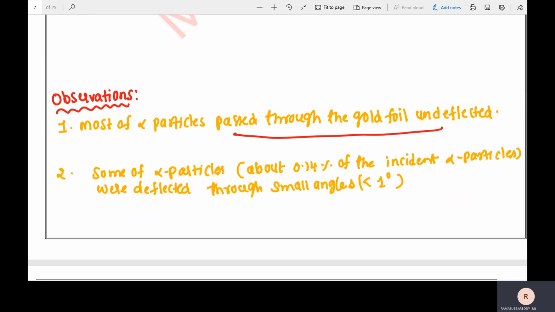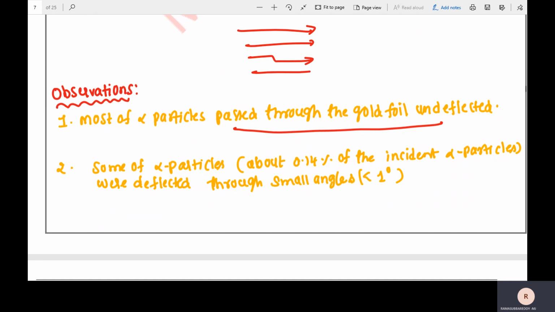Then what did he observe? First, most of the alpha particles passed through the gold foil undeflected. This is our stream of alpha particles going to the thin gold foil. Most are undeflected, moving in a straight line. Second, some of the alpha particles, about 0.14% of the incident alpha particles, were deflected through a small angle.